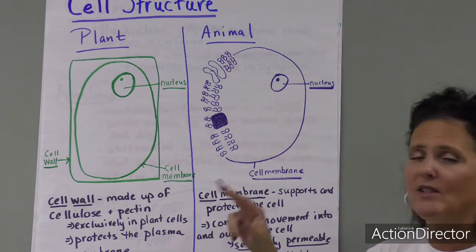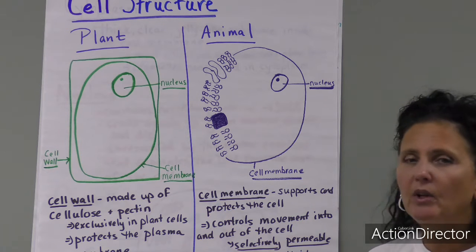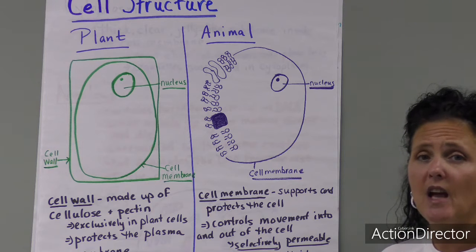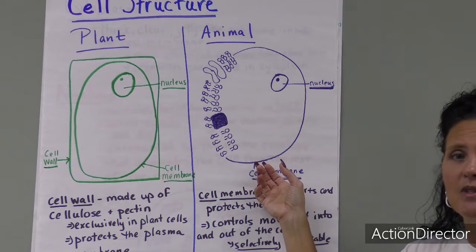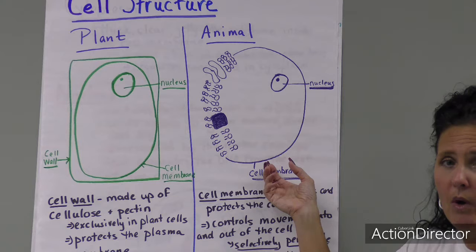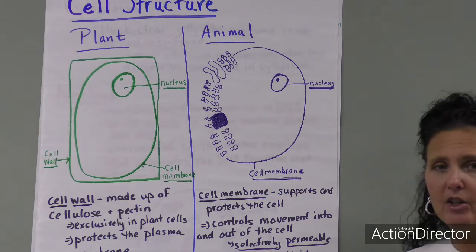The second one is the presence of chloroplasts. Chloroplasts are only found in plant cells because they photosynthesize, right? We don't find chloroplasts in an animal cell because you don't photosynthesize. You have to take in nutrients. You can't make your own.